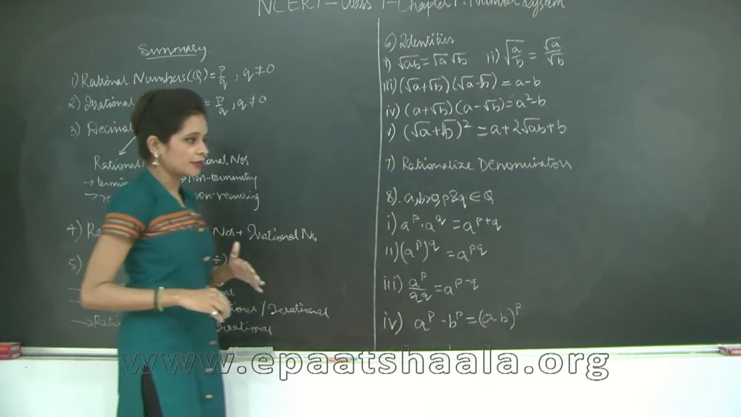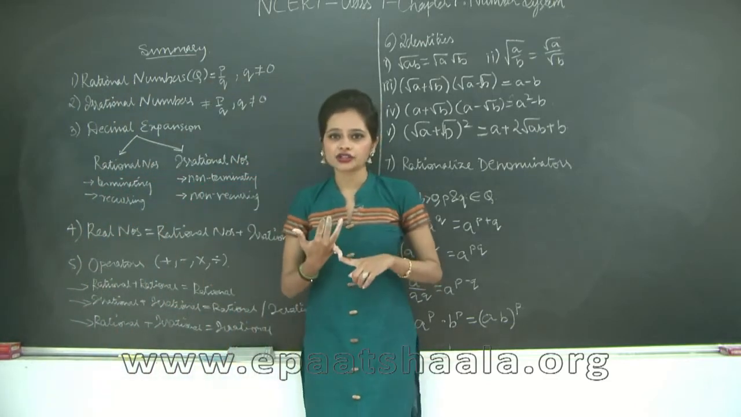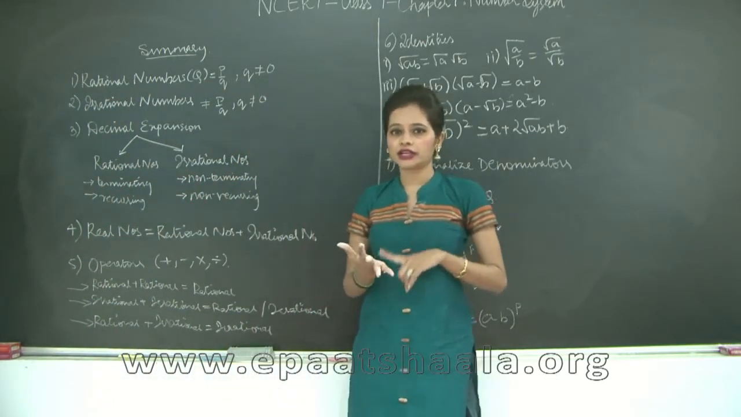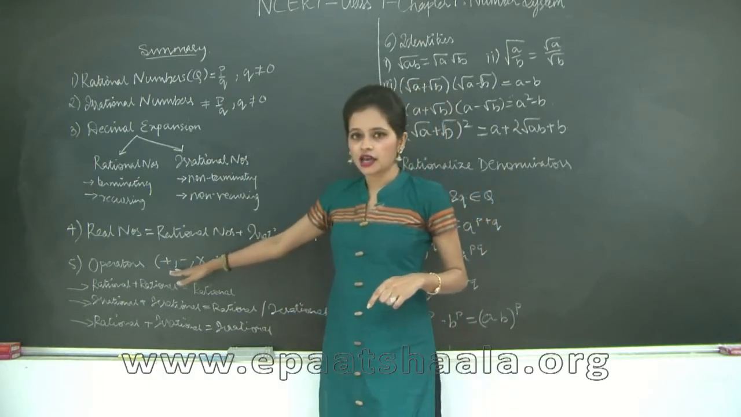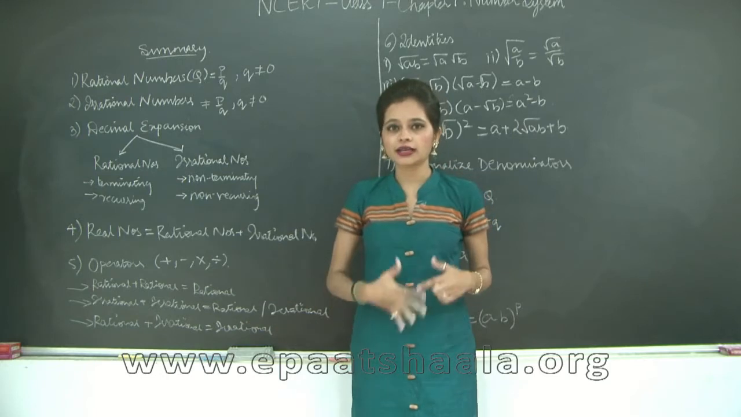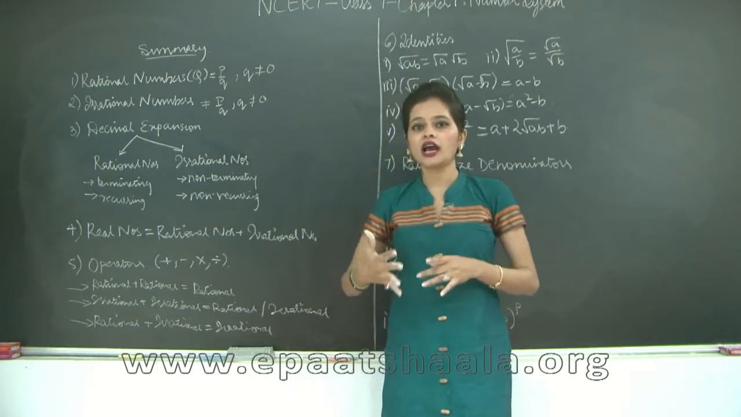Then we looked at operators. So what are the different operators that we have? We have subtraction, addition, multiplication and division. So when you perform the operations of these operators on your rational and irrational numbers, we will get different outputs.